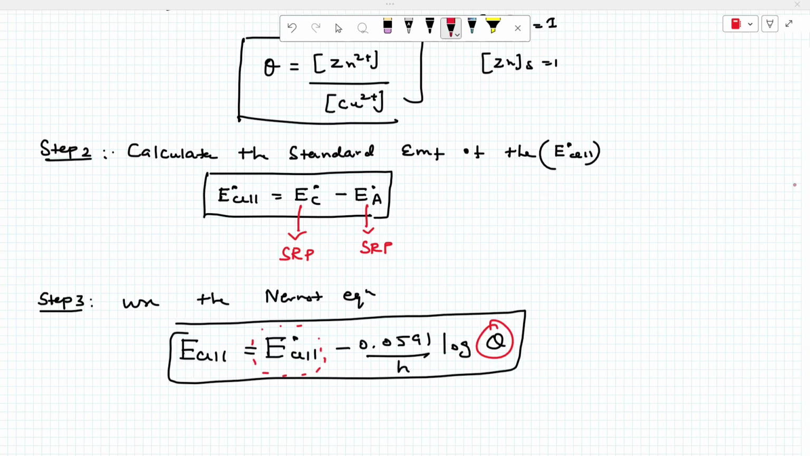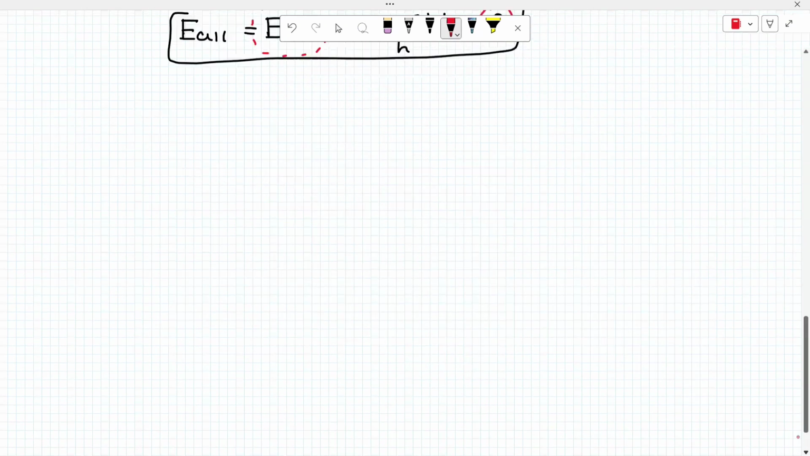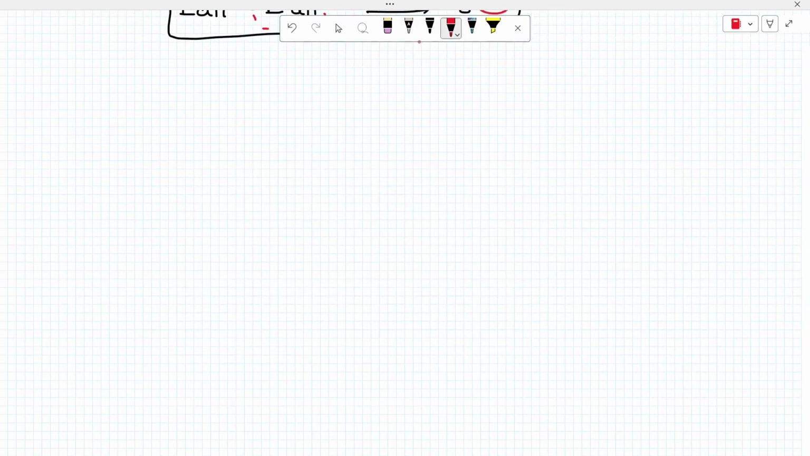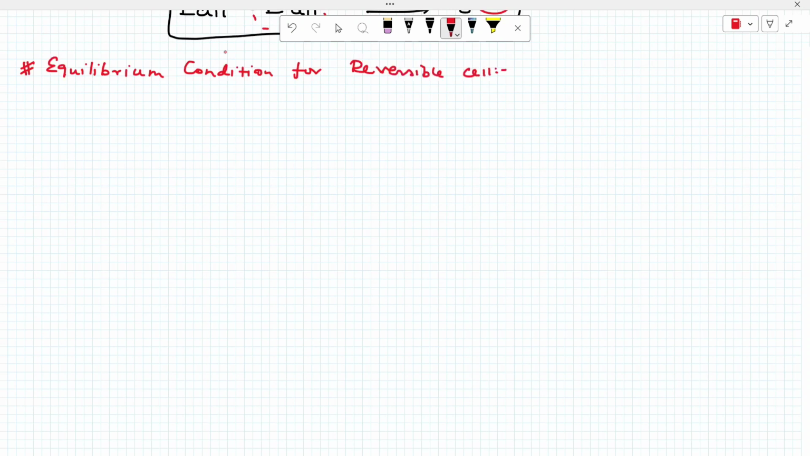Next, very important. What is the next concept now? We have to go with the equilibrium condition for the reversible cell. Very important, please note. Next topic. Listen, we discussed this Nernst equation; at equilibrium, then I go with the problem. This is the equilibrium condition for reversible cell reaction. Now, what is the formula?